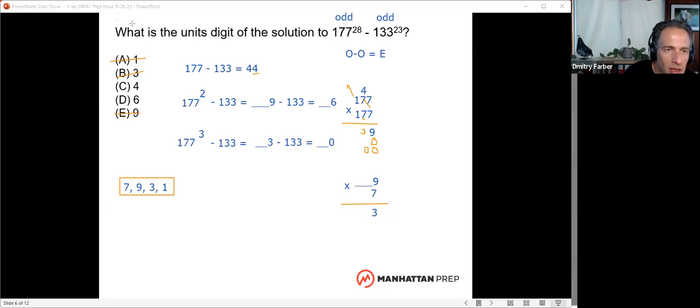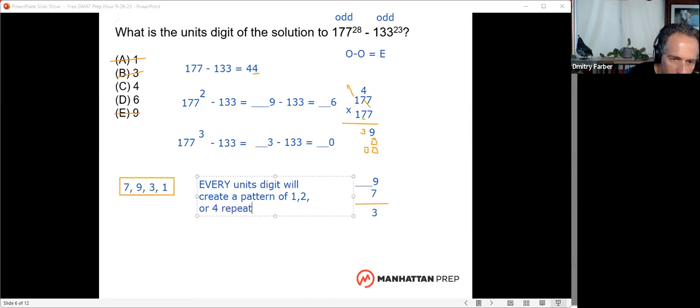And every single units digit will create a pattern of 1, 2, or 4 repeating terms as the powers go up. So some are always the same, right? Think about 5. 5 times 5 is 25. 25 times 5 is 125. 125 times 5 is 625. If you take a number that ends in 5 and raise it to powers, your number will always end in 5.